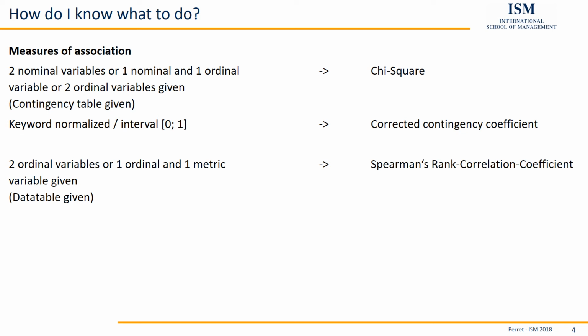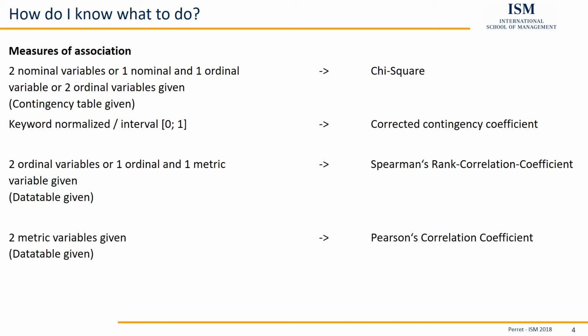However, if at least one of the variables is only ordinal, go with Spearman. And really only if both variables are metric, then you can go with Pearson's correlation coefficient. However, in both cases, Spearman and Pearson, you have to have a data table which you can use. So that's the difference to the chi-squared or the corrected contingency coefficient. There we need a contingency table. With Spearman and Pearson, we need a data table. So one row for the x variables, one row for the y variables, or column.